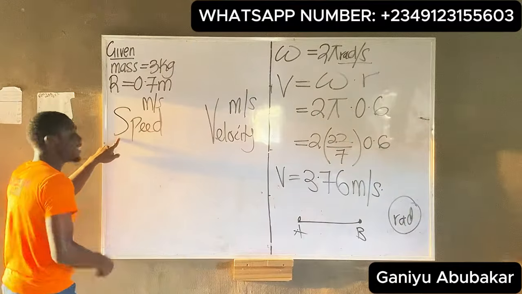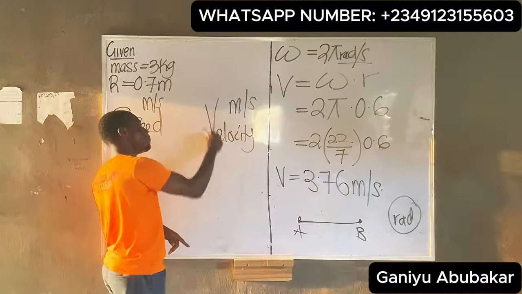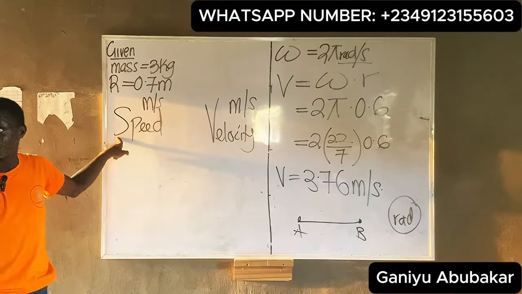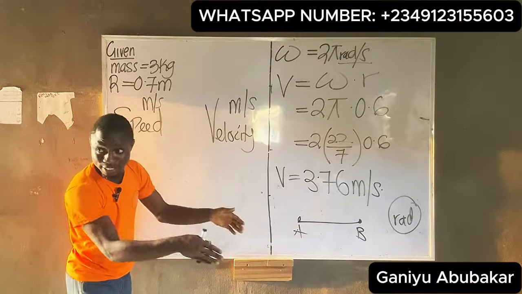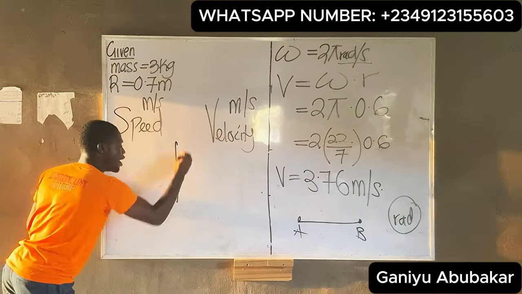Why? Speed is a scalar quantity. V is a vector quantity. You can even hear the word V, vector. The word speed is scalar. That's 1 and 2 cases I've given you. They are the same SI units, different quantity. But now check this out. Let me explain this for you once and for all.